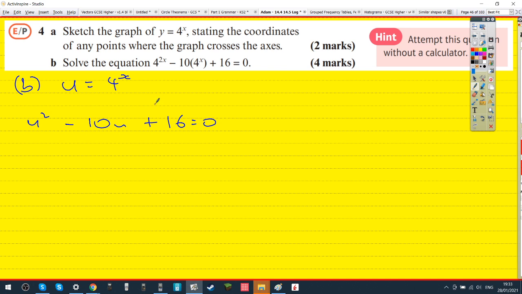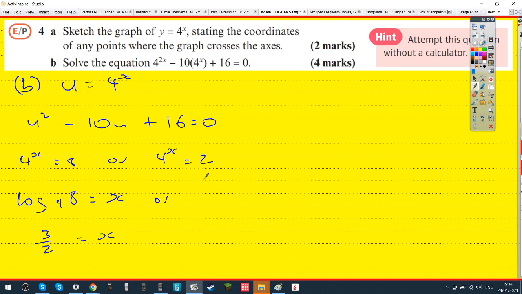4 to the power of x equals 8, or 4 to the power of x equals 2. And you solve that as... Would the base be 8? No, the 4 would be the base, so it'd be log 8 base 4. Yeah. Which gives you 1.5 or 3 over 2. So x is 3 over 2.